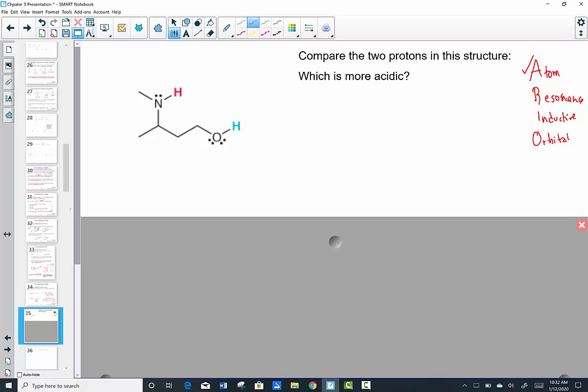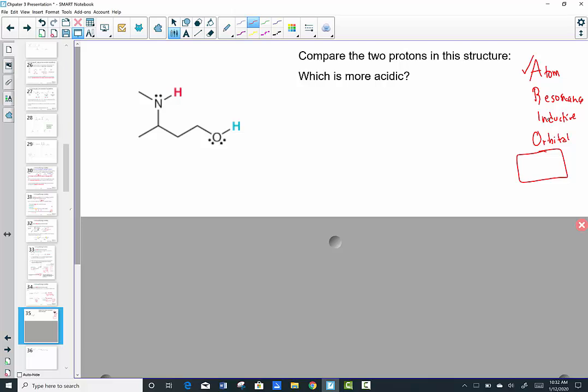I'd like to do all four of those, and then at the end say, okay, let's consider everything we've learned and try some more practice. But one at a time, then we'll put it all together. So when I'm asking you to compare the two protons in this structure to find the more acidic proton, I'm really only asking you to consider one of the four criteria at this point.